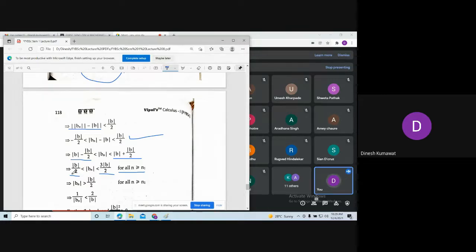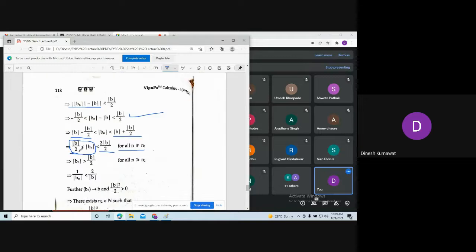Now you consider this left part. So left part tells me what? Mod bn is bigger than mod b by 2. Now take the reciprocal. So after taking the reciprocal, you can see the inequality reverses. So here we are having 1 upon mod bn is strictly less than 2 upon mod b. Till here clear? Yes, sir. Yes. Okay.